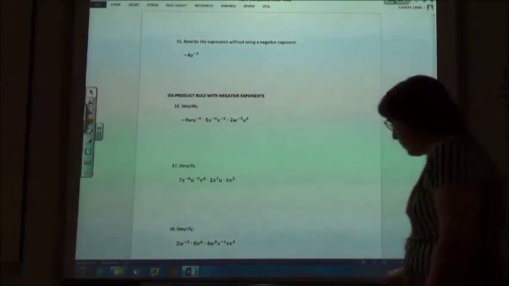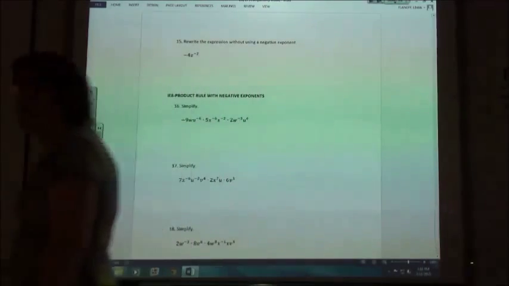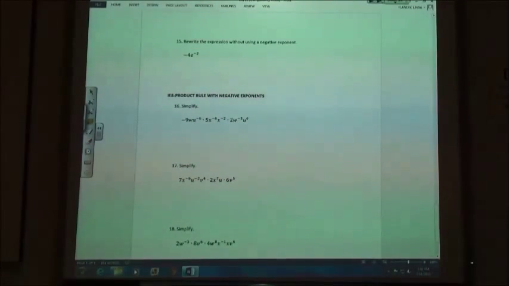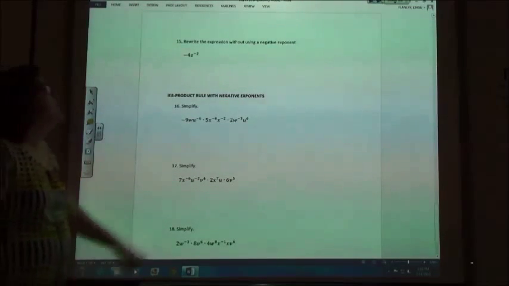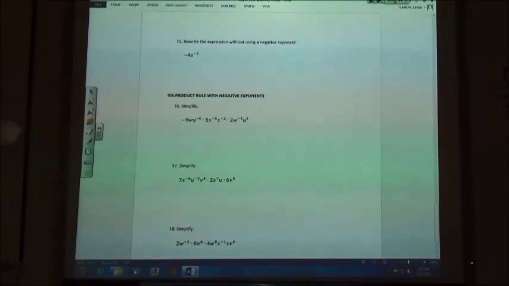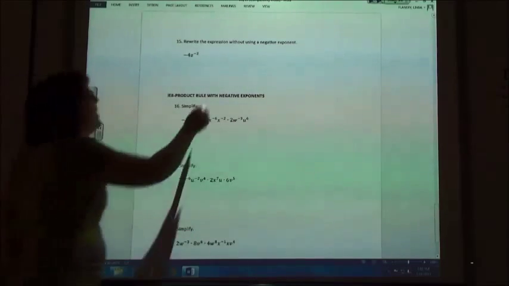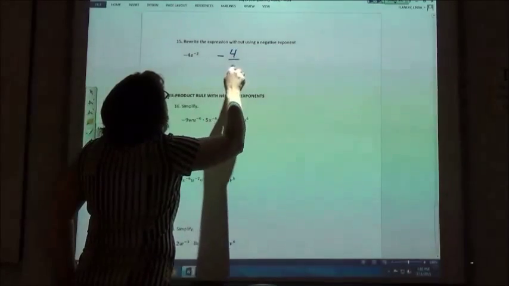So, number 15 then, I want to rewrite that expression without that negative z to the negative 2 power. So how would I rewrite that expression? Four over z squared? You forgot one little thing on that? Negative 4. It's a negative 4 over z squared.